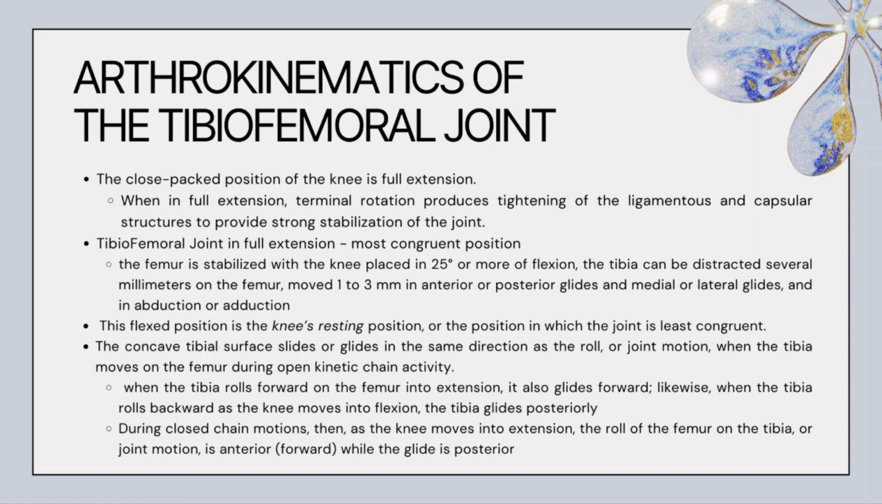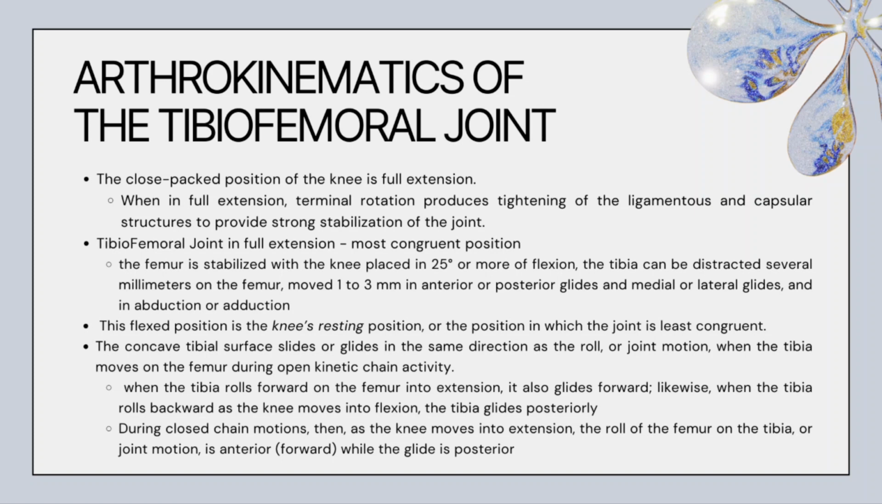The concave tibial surface slides or glides in the same direction as the roll or joint motion when the tibia moves on the femur during open kinetic chain activity. Therefore, when the tibia rolls forward on the femur into extension, it also glides forward. Likewise, when the tibia rolls backward as the knee moves into flexion, the tibia glides posteriorly. So, into knee extension, when our tibia rolls forward on the femur, it glides forward. Then, when it rolls backward, its glide is posterior.